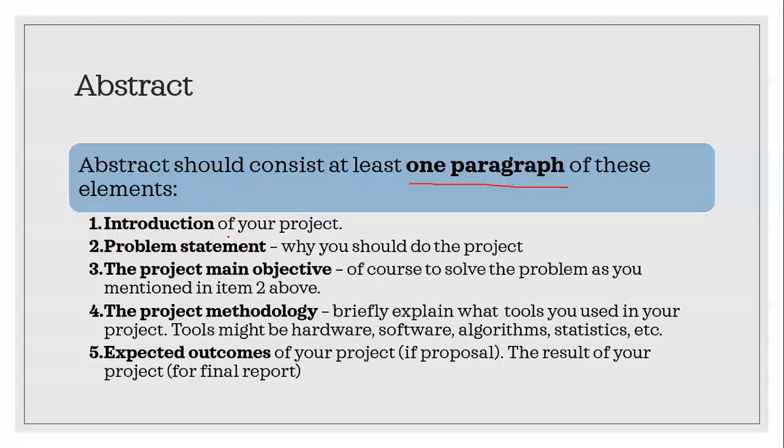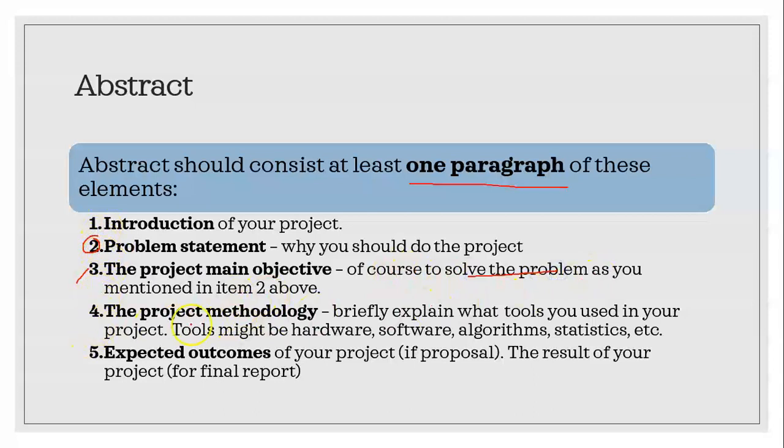What is the name of your project? Then the purpose of the project. Then you come up with the second point, the problem statement: why you want to carry out your project. The third one is the project main objective. You just mention why you want to carry out this project, of course, to solve the problem as you mentioned in item 2 above. You should have these 3 points maintained.